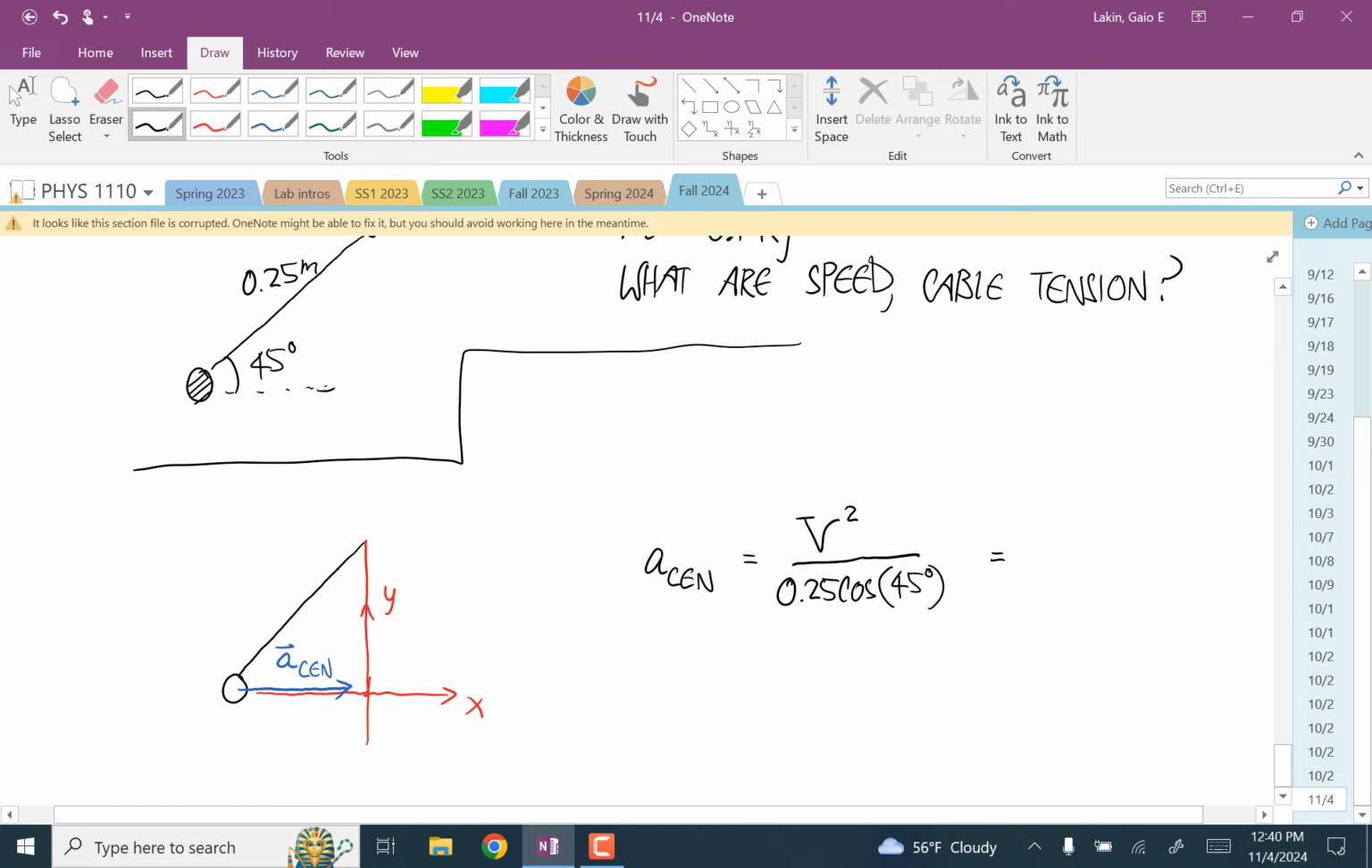And so we don't know what that v is yet. We're going to calculate that in the end. So for now, I'm just going to leave it as v squared divided by some number. So you can write this as v squared over 0.177.